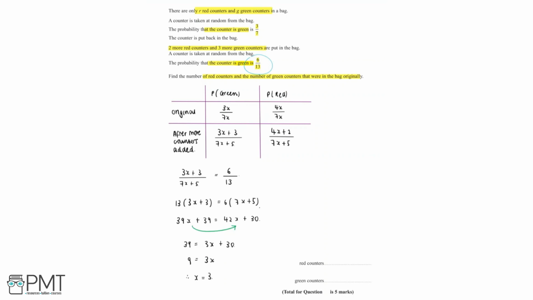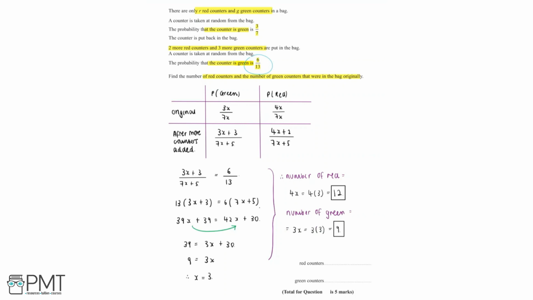Now let's remind ourselves about what the question is actually asking us. We need to find the number of red counters and the number of green counters that were in the bag originally. Now looking at our table, the number of green counters originally in the bag would be 3x, and the number of red counters originally in the bag would be 4x. Now we found that x is equal to 3. And so let's start with the number of red counters. The number of red counters would be equal to 4x, which would be equal to 4 multiplied by 3, which is equal to 12. And then the number of green counters would be equal to 3x, which is 3 multiplied by 3, which is equal to 9.